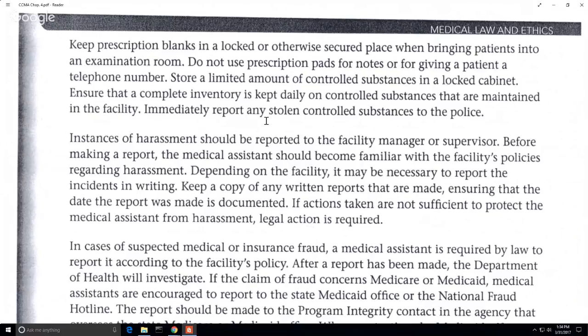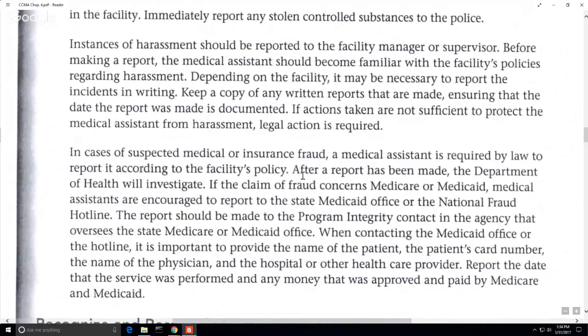Otherwise, it will be unlawful. So keep a copy of any written report that is made, ensuring that the date the report was made is documented. If actions taken are not sufficient to protect the medical assistant from harassment, legal action is required. They have to take an action. If it is in writing, they will take an action. They don't want any discrimination lawsuit.